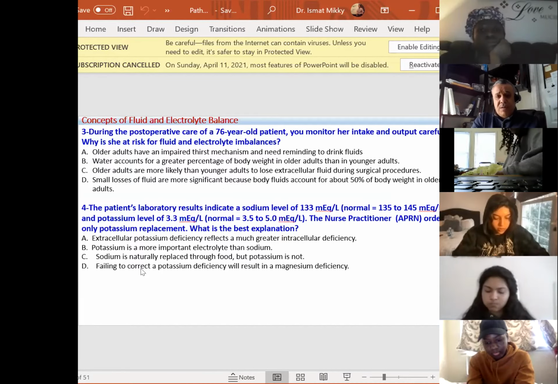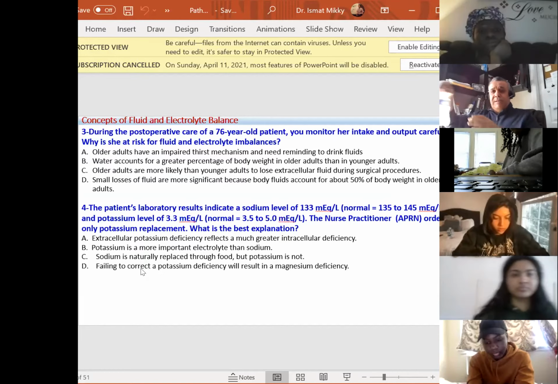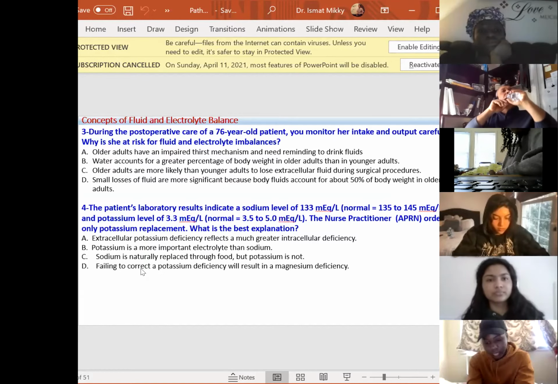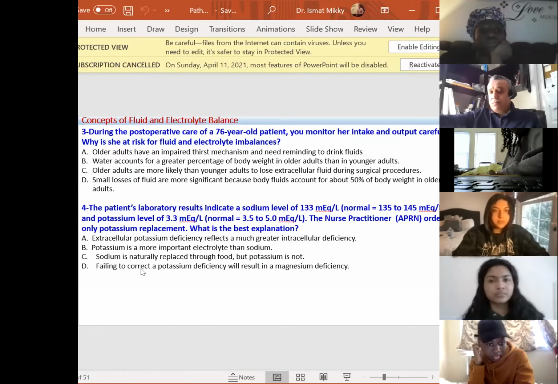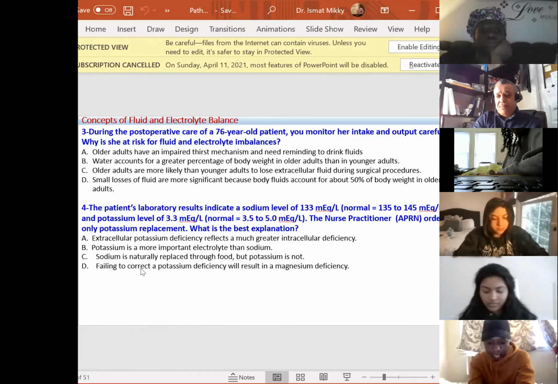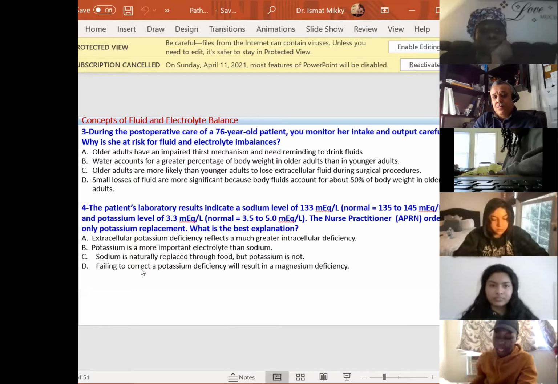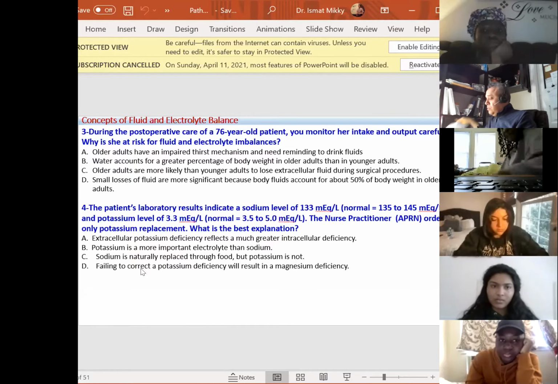Okay, next question. Volunteers? I'll read. During the post-operative care of a 76-year-old patient, you monitor her intake and output carefully. What is she at risk for? Fluid and electrolyte imbalances. Why is she at risk?